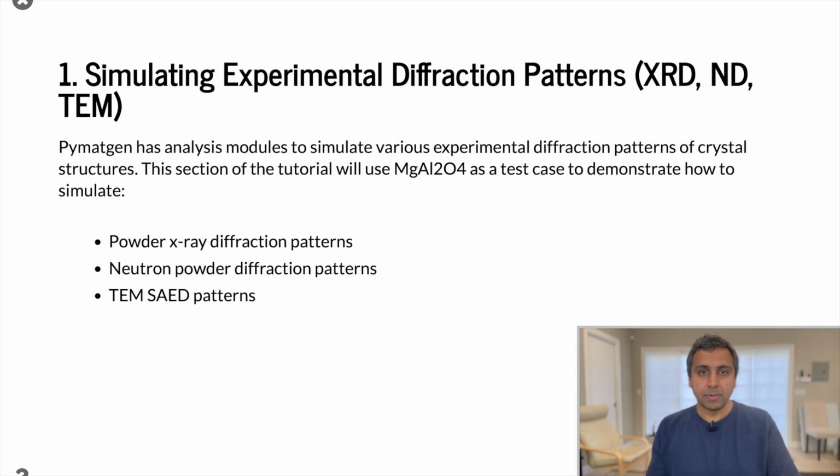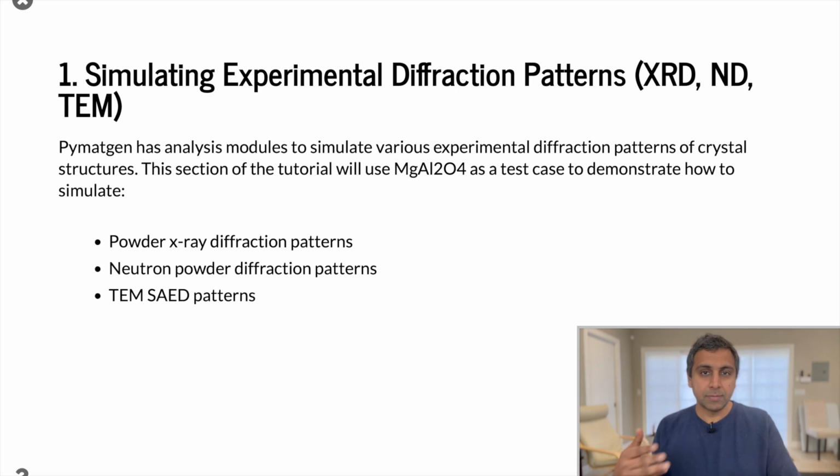And this can be useful for confirming that you have a particular crystal structure, for example, because you can simulate the pattern that it should have, compare that to the experimental pattern, and determine if there's a match. And pymatgen lets you simulate powder X-ray diffraction patterns, neutron powder diffraction patterns, as well as TEM diffraction patterns.